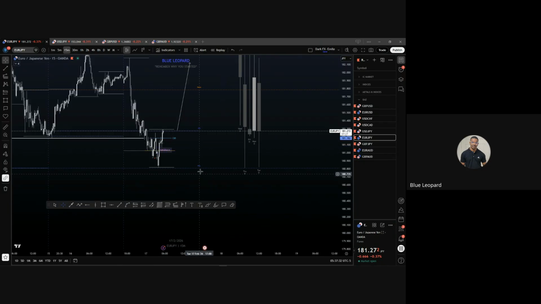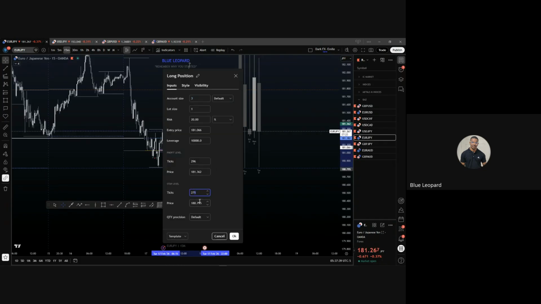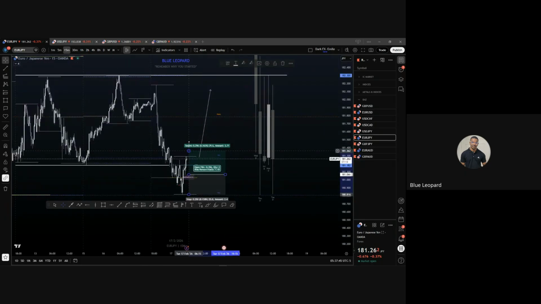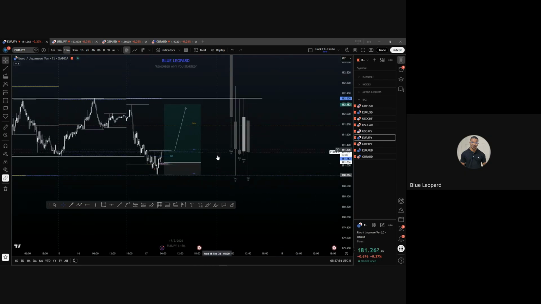So now the simple entry we can prepare is this, with 25 pips of stop loss, and we can target the previous daily high or our today's high. It will come valid.